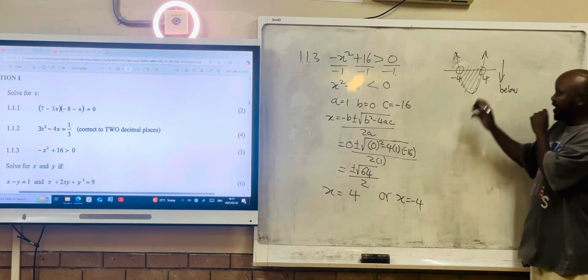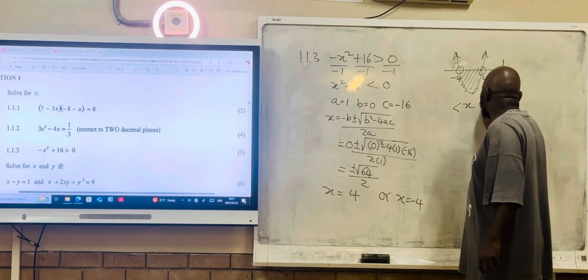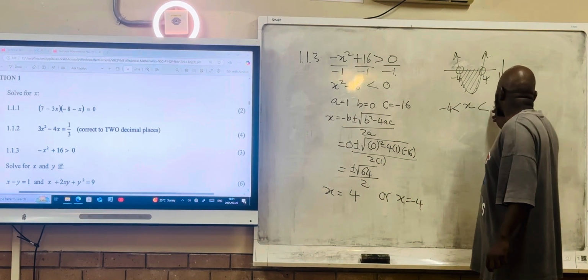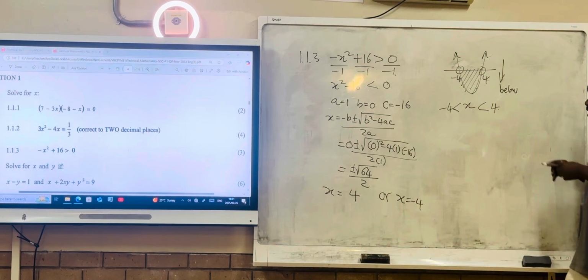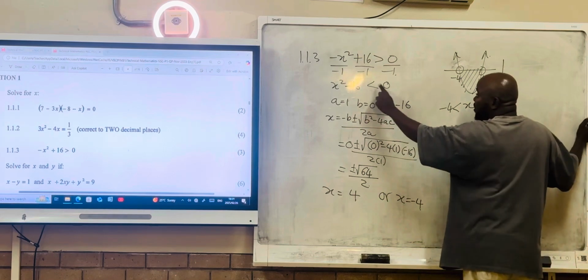And the notation for below will be x in between negative 4 and 4. Okay. Because we are looking for the solutions below 0.